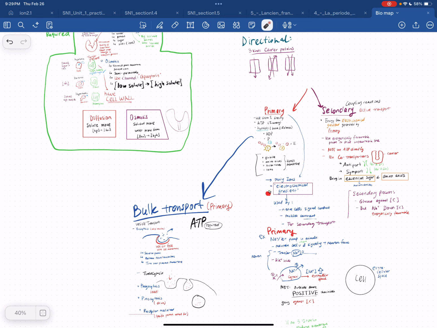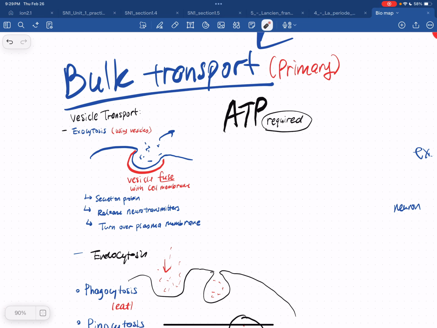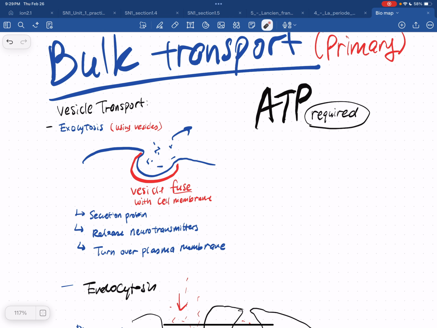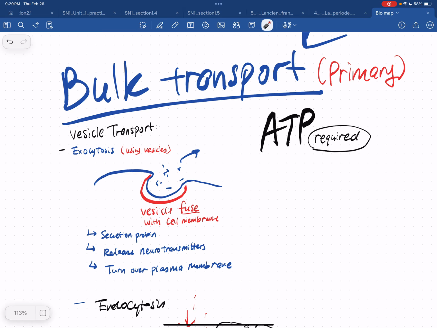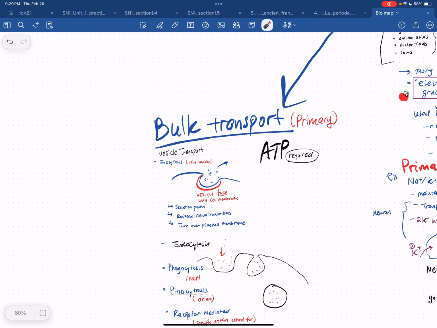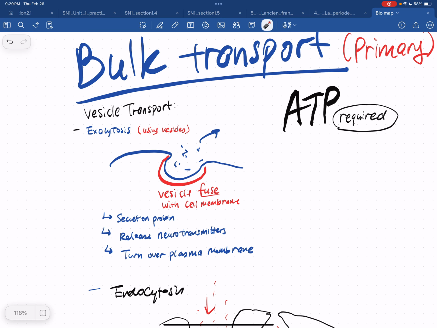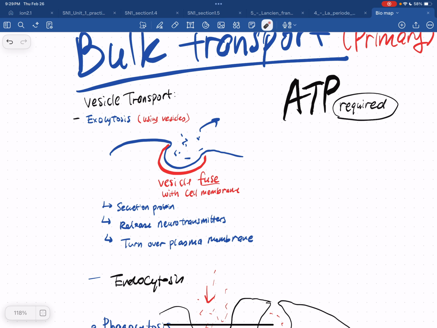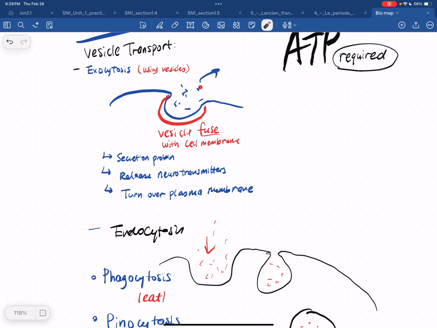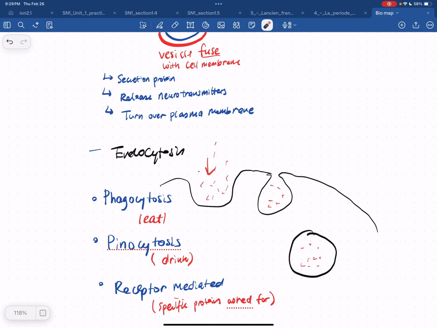Now talking about bulk transport, which is my favorite transport, the vesicle transport, because the vesicles contain lots of stuff, even very big molecules, and they require ATP, of course, for all of these. First is exocytosis. Exocytosis is sending off molecules using vesicles: secretion of protein, releasing neurotransmitters, turnover of plasma membrane. Any vesicles that are getting out of the membrane, that is exocytosis.